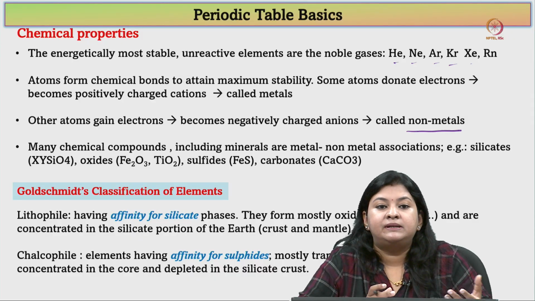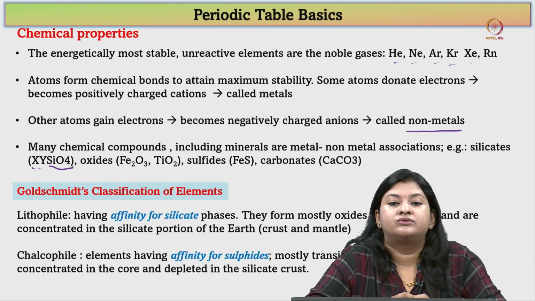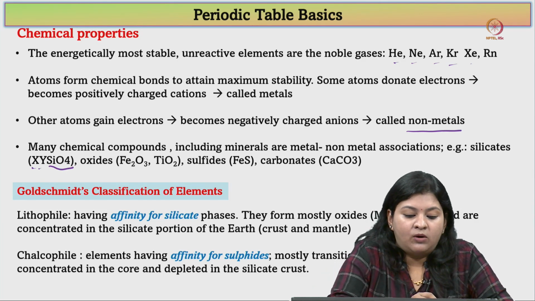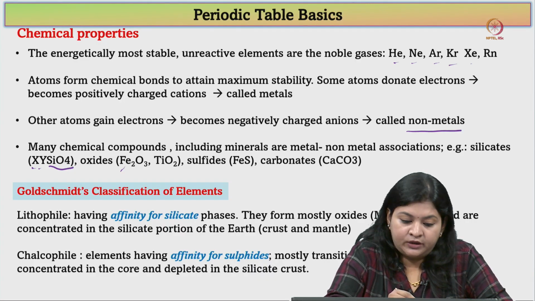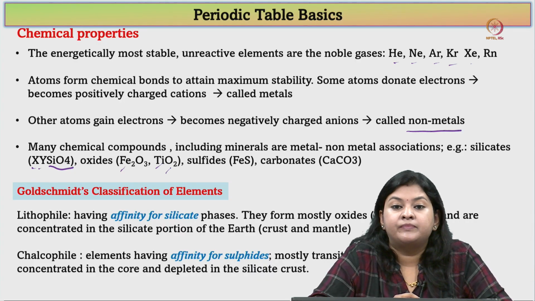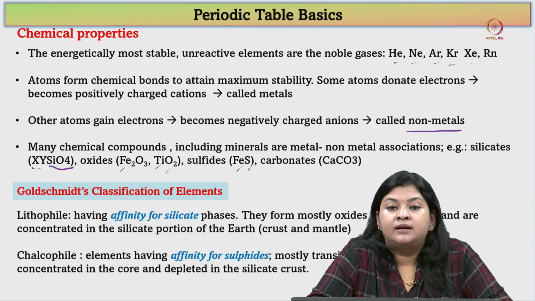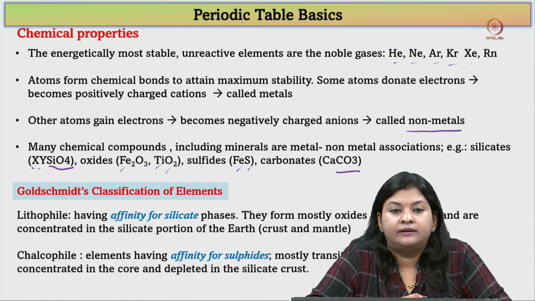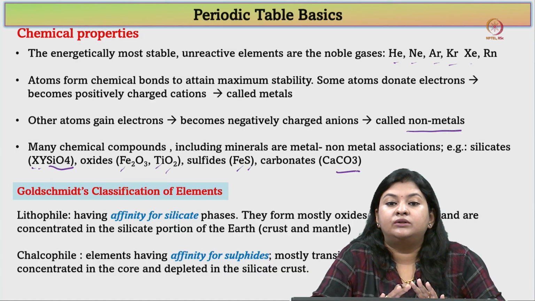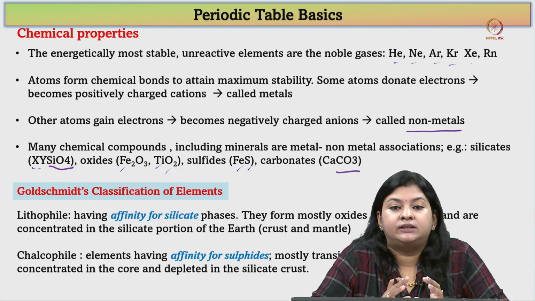For example, in silicates you will have some metal and you will have this SiO4 structure. Then there will be oxides, so Fe2O3, one metal, one non-metal, or TiO2, one metal, one non-metal. Again in sulphides, some kind of metal will be there, and then there will be sulfur, or in carbonates it will be the carbonate anion. So, this is how the minerals are formed, these are metal and non-metal associations.